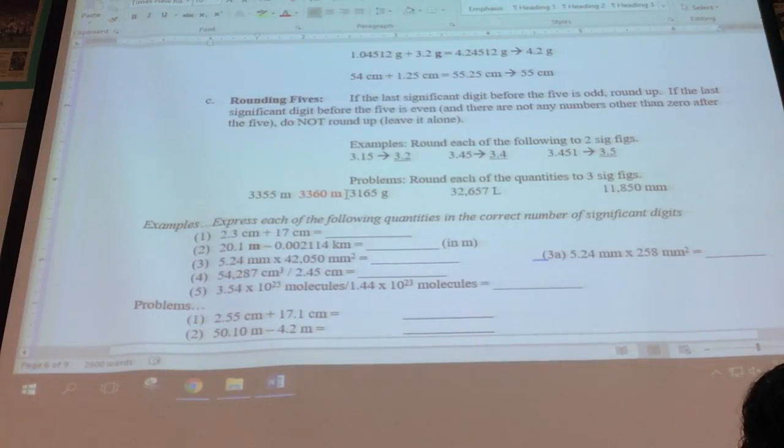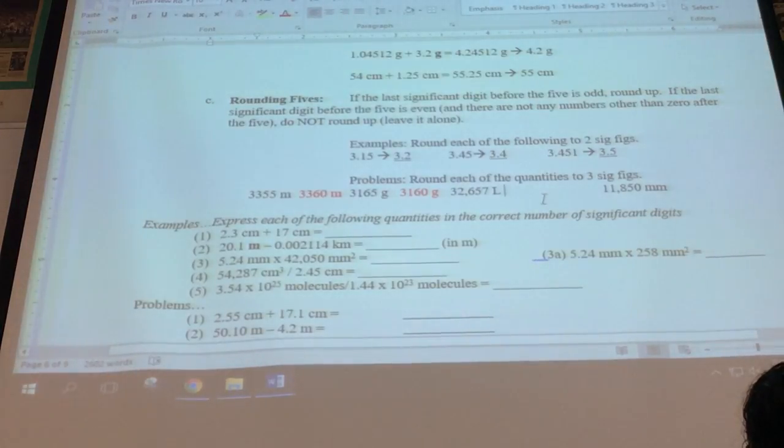Let's look at this one. I have 3,165 grams. I want 3 sig figs. What do I do? The 5 is behind an even number, so you keep the 6 the same and you change the 5 into a 0. So I'm going to do 3160. Perfect. Excellent job. An even number followed by a 5, you leave the 6 alone, you replace the 5 with a 0.